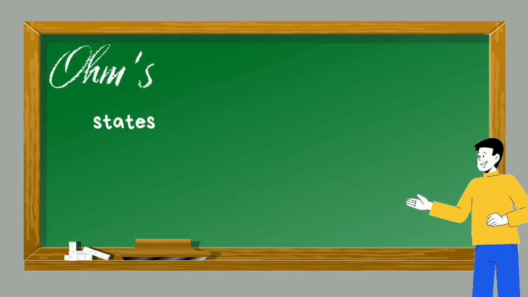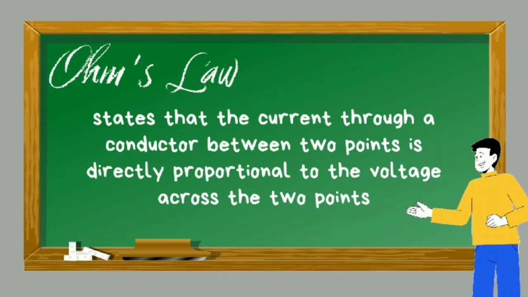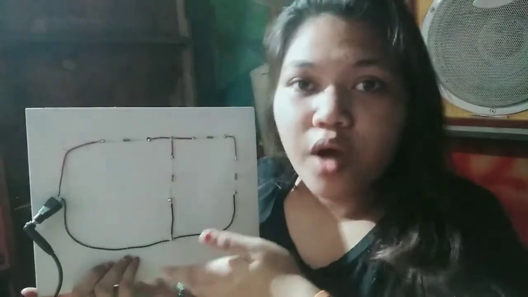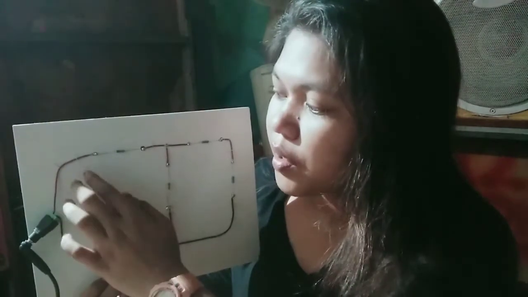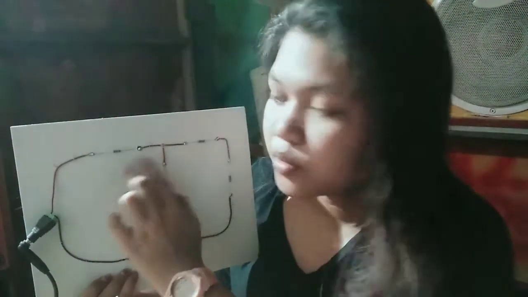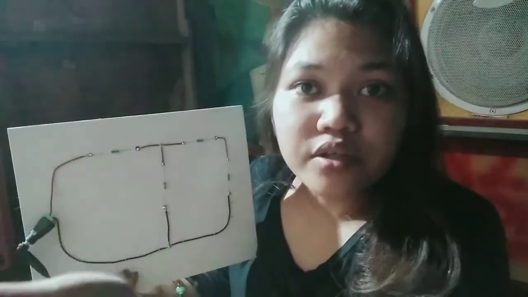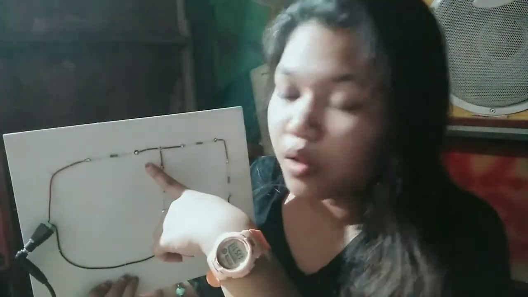Ohm's law states that the current through a conductor between 2 points is directly proportional to the voltage across the 2 points. To apply Ohm's law in our circuit, if we have 20 volts in this particular circuit and 10 volts when it passes through a resistor, it means that the current at this point would be higher compared to this point, since the current is directly proportional to the voltage. Since the voltage lowers at this point, the current will also be lower.